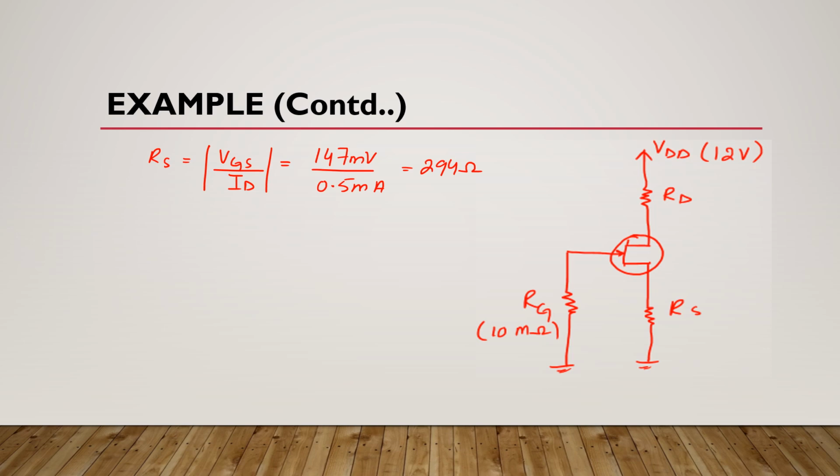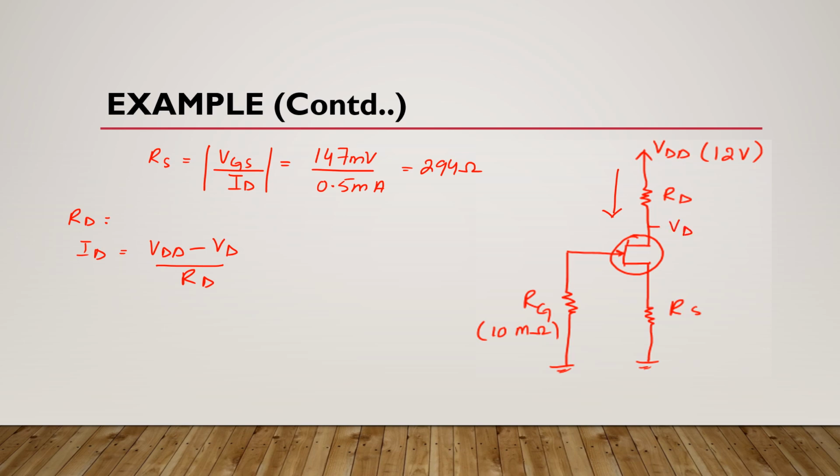Now we will find the value of drain resistor RD. For this we will use this equation: ID is equal to VDD minus VD divided by RD, because we know that ID flows in this direction, and here we have drain voltage VD.